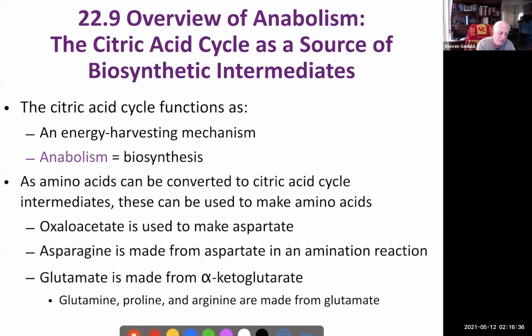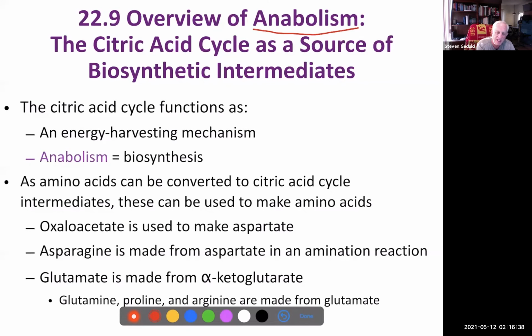Overview of anabolism. Remember anabolism and catabolism. Catabolism is breaking up. Anabolism is reforming it, biosynthesis. Okay, citric acid cycle is a source of biosynthetic intermediates. We can make compounds from the citric acid cycle. So the citric acid cycle functions as an energy harvesting mechanism. We could produce ATP, we harness energy, we make energy.